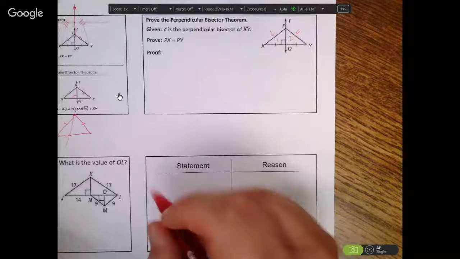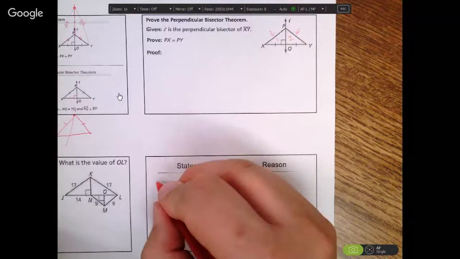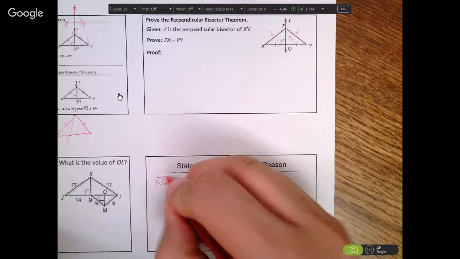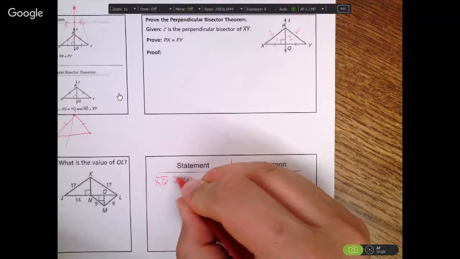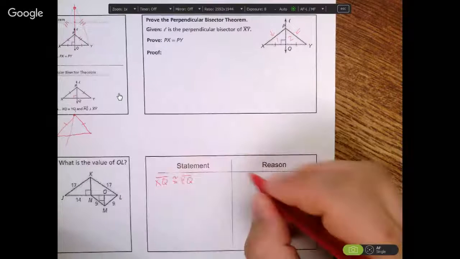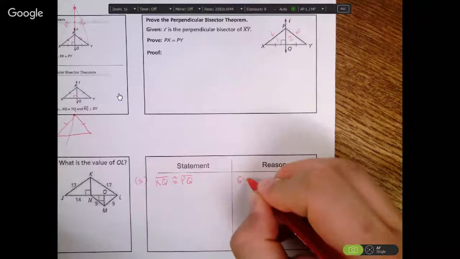So, okay, I'm listening. You do XQ is congruent to QY, because that's given. Okay. That's one of our sides. So some of you like to write the side out here. That's given. Okay, I'm listening.